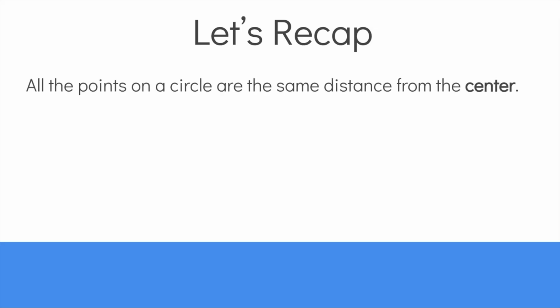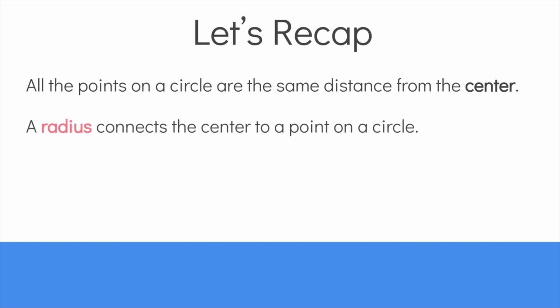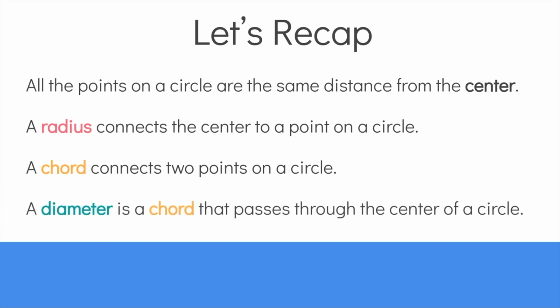Nice work. Let's recap what we learned. All the points on a circle are the same distance from the center. A radius connects the center to a point on a circle. A chord connects 2 points on a circle. And a diameter is a chord that passes through the center of a circle.